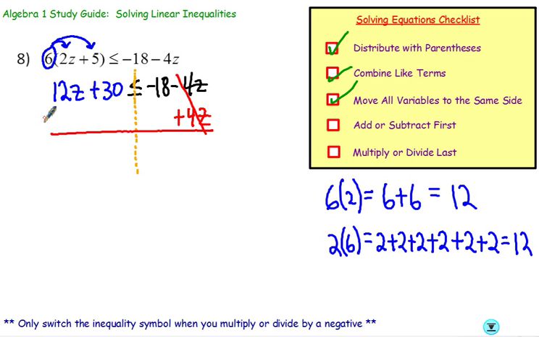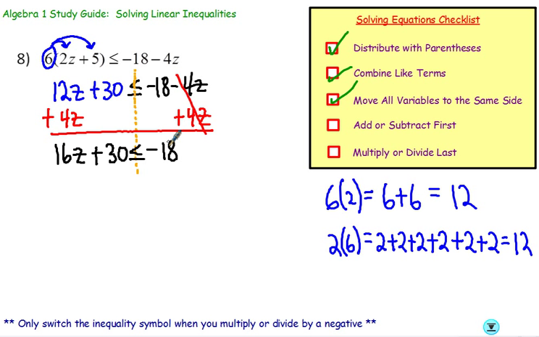All right, well, let's cancel out those z's. Add 4z to the other side. We've got our golden rule. Well, if I had 12 of them and 4 more of them, now I've got 16 of them. Bring everything else down, because I'm only making one move per turn. And then I want to add or subtract first.